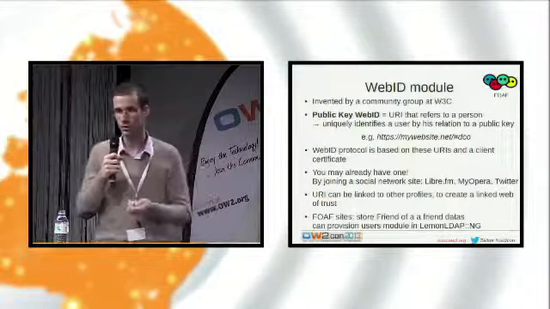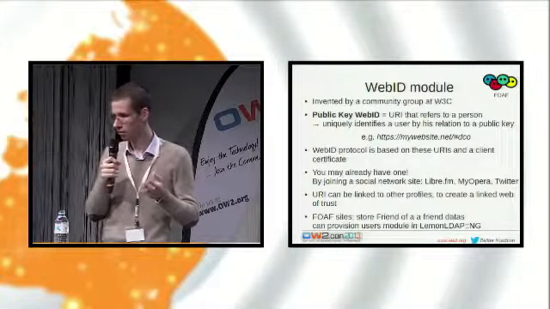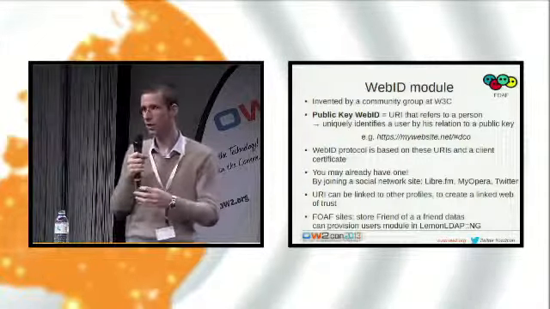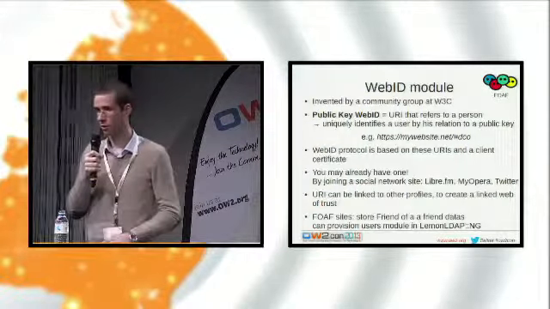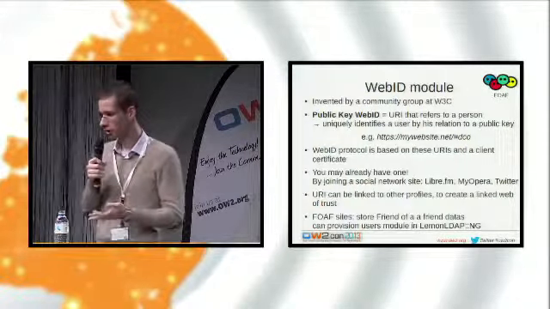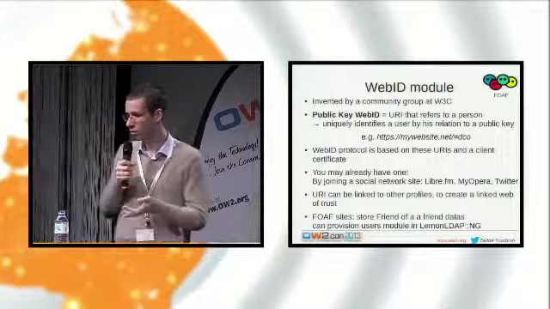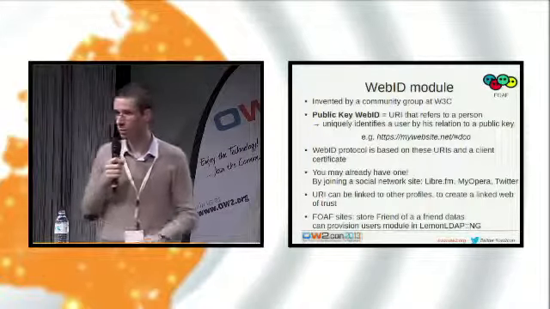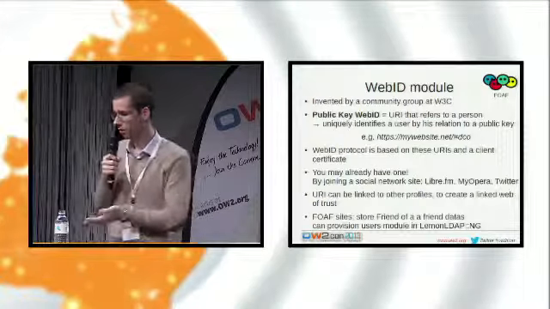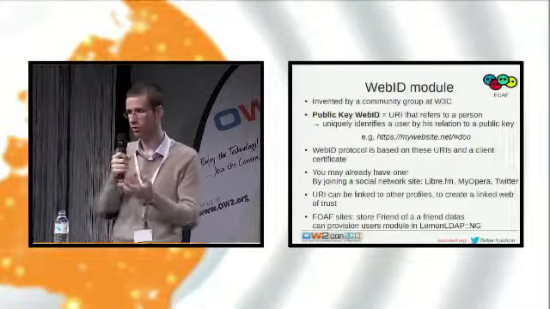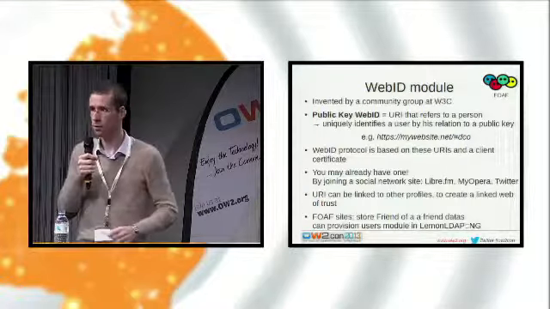containing the identity of the user and his relation with friends. So thanks to this FOF data, URIs can be linked to others, and so a linked web of trust can be created. So to sum up, in LemonLDAP, authentication is made with this certificate and a web ID, and the user's information is taken from this FOF data.